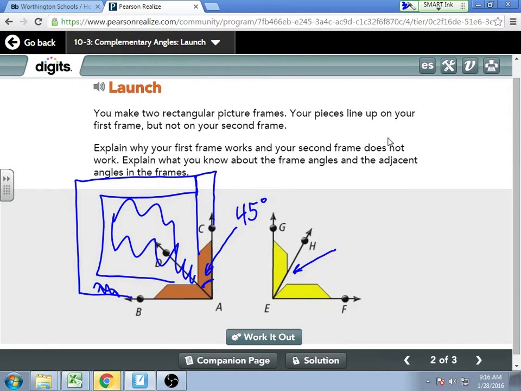And I cut both of those, and you should probably write that in here. I cut both of them at 45, so that angle was 45. This angle was 45. And together, they made a total of 90. That's what it means to be complementary. To equal 90. It's a pair that sums to equal 90.